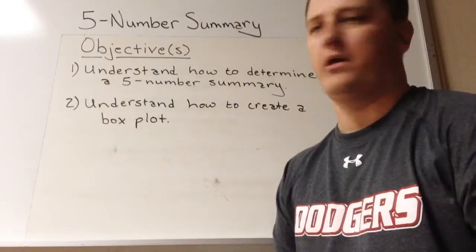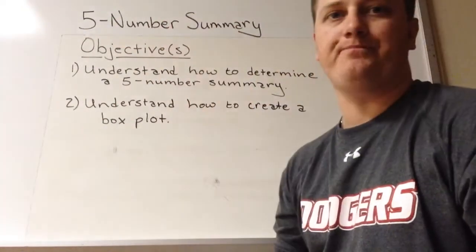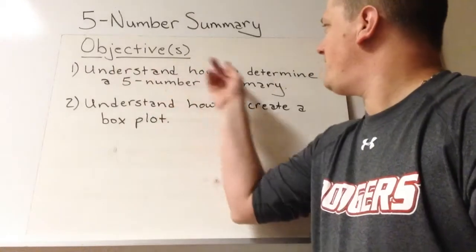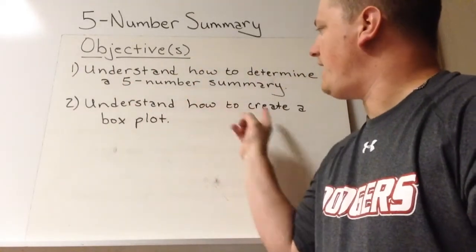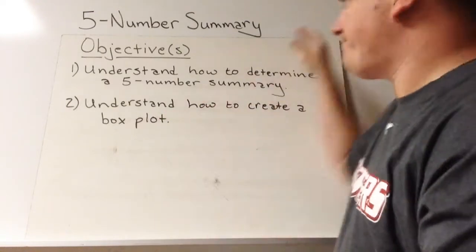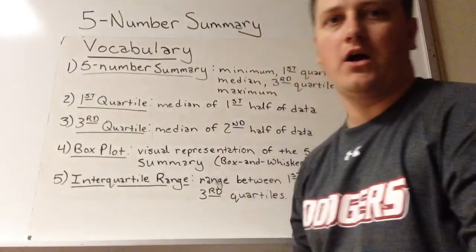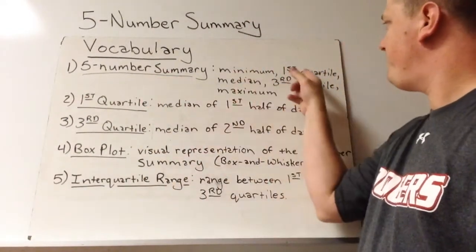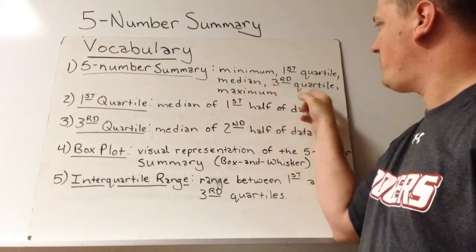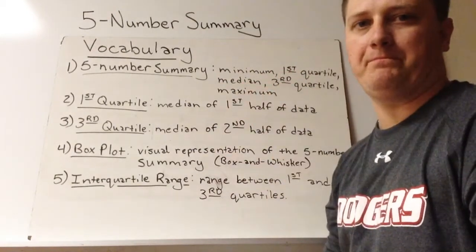In this lesson, we want to look at the 5-number summary. Our objectives: understand how to determine a 5-number summary, understand how to create a box plot. Our vocabulary: 5-number summary. Minimum, first quartile, median, third quartile, and maximum.